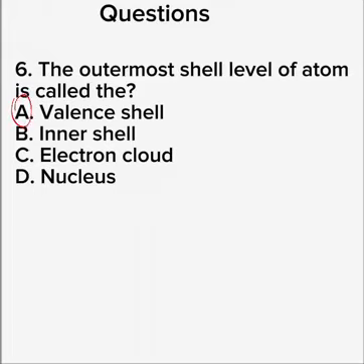In other words, the valence shell is the outermost energy level of an atom, where the electrons that participate in chemical reactions are located. It's like the interaction zone where atoms meet and greet each other.